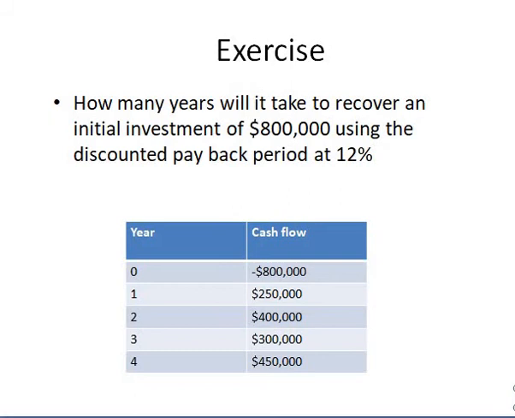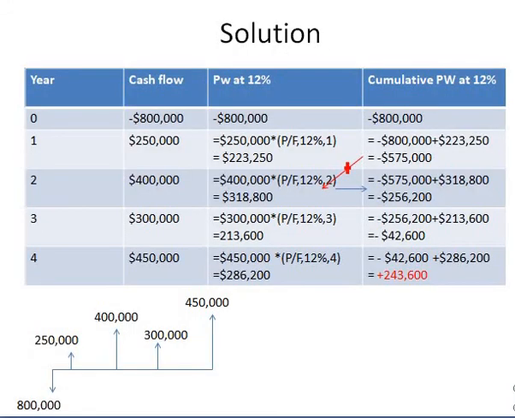Now what if I want to solve the same exercise, but this time I want to use the discounted payback period, which takes into consideration the time value of money and provides an interest rate of 12%. How will the solution change? Let's see. So here with the discounted payback period, I want to take into consideration the time value of money. So I'm gonna use an interest rate of 12%.